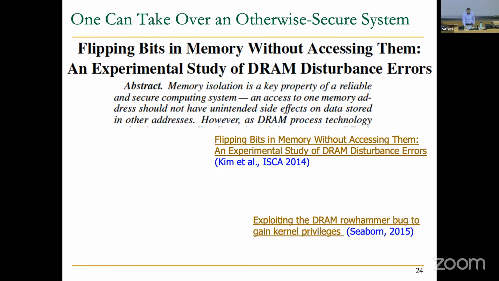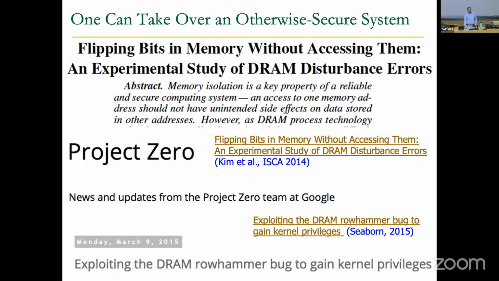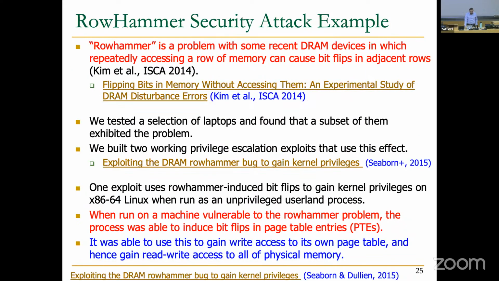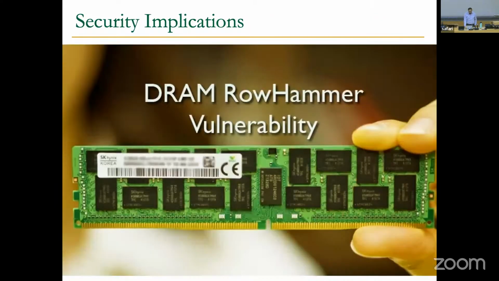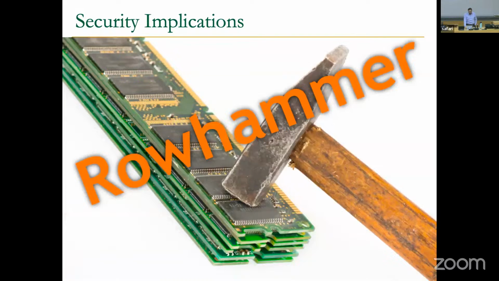It's from Safari. And a follow-up paper from Google's Project Zero showed that you can reliably exploit this phenomenon in a real system, in a realistic scenario. You can induce bit flips in the page table entries, which is the key part of how we access memory, right? And you can leverage your privileges. You can get kernel privileges from a user level application. So this phenomenon is called the DRAM RowHammer vulnerability.